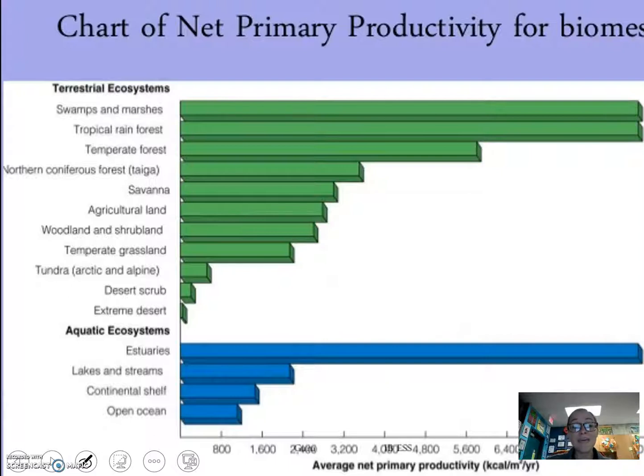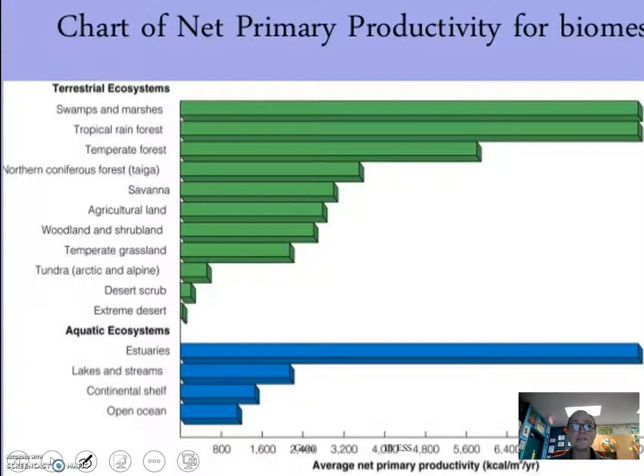And so when we look at net primary productivity in different biomes, you can look at terrestrial means land, aquatic means water. You can see how swamps, marshes, tropical rainforests, temperate forests have lots of net primary productivity. They have lots of sunlight, lots of water, therefore they're able to support lots of photosynthesis, versus the desert or extreme desert has very low rainfall. There's not a lot of water to support plant life, and therefore you'd have low net primary productivity.